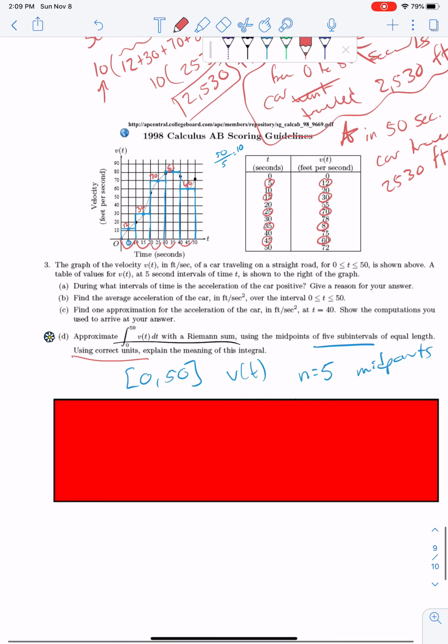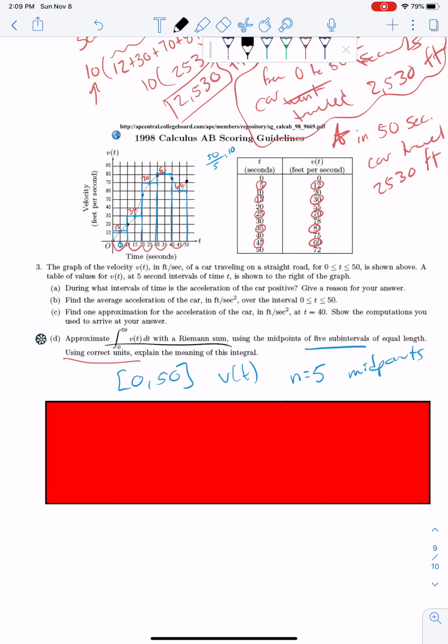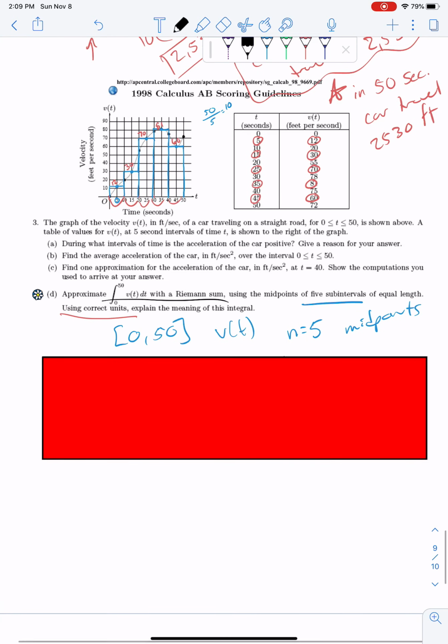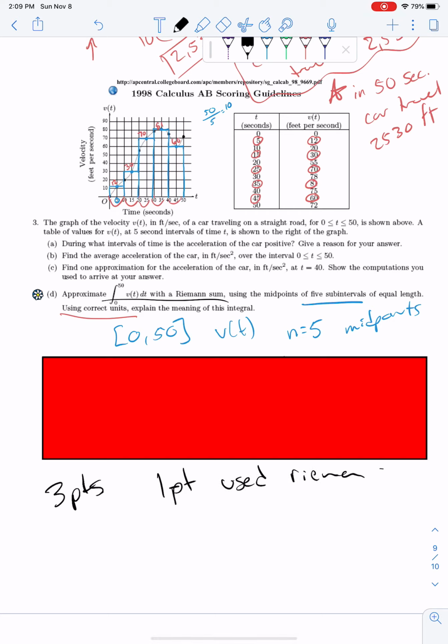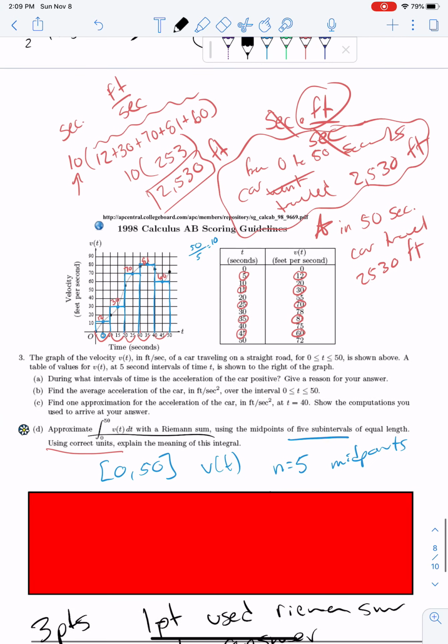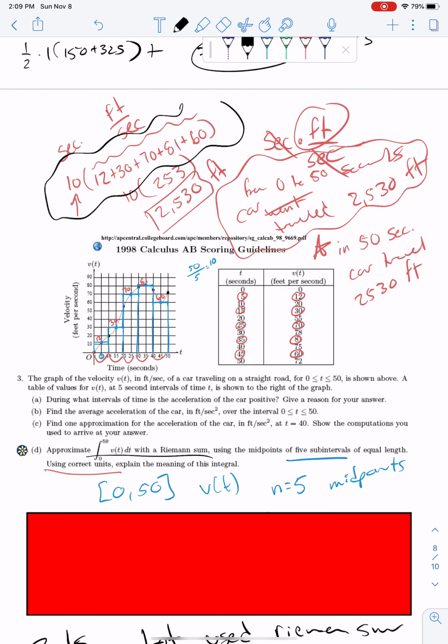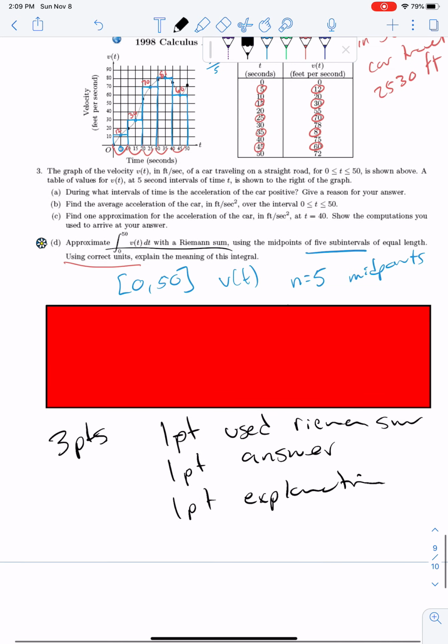Now, the way that this one was graded, and I think this is kind of cool information. This question is worth 3 points, okay? Your first point, you would have gotten if you used a Riemann sum. Your second point would be for your answer. And your third point would be for your explanation. Now, here's what's cool about that. You get a point just for writing this Riemann sum. Just using that Riemann sum gives you 1 point.